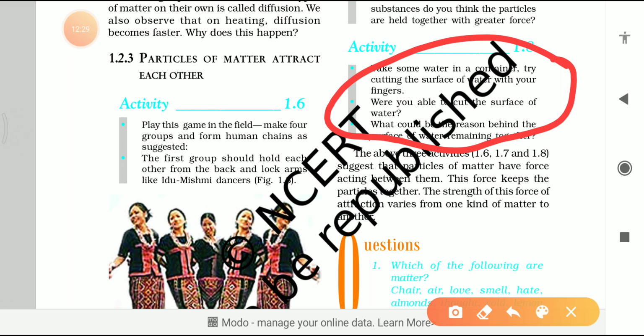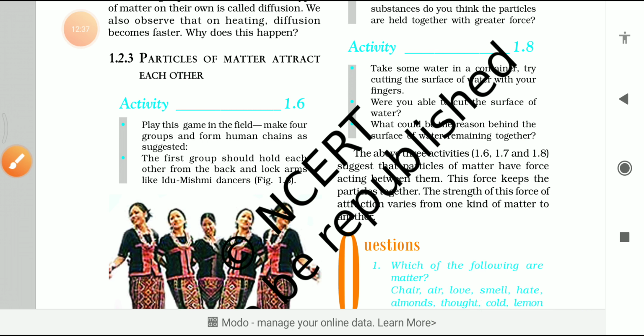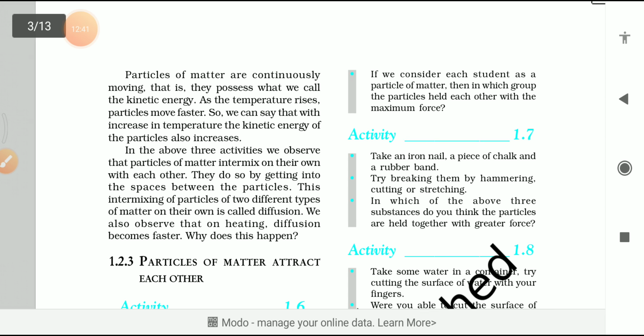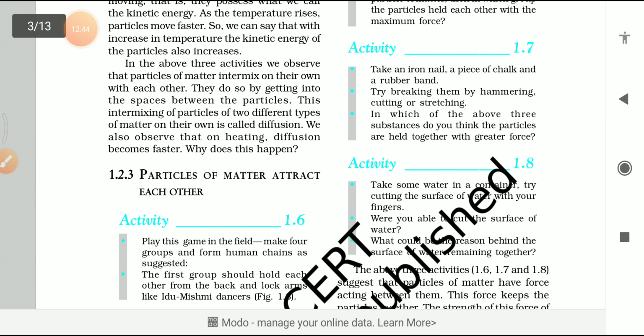Then the above activities, activity 1.2, 1.3, activity 1.6, activity 1.7 and activity 1.8, they want to explain only one thing: that the force of attraction is maximum in the particles of solid matter and minimum in the particles of gaseous and liquid matter. They want to explain only this much.